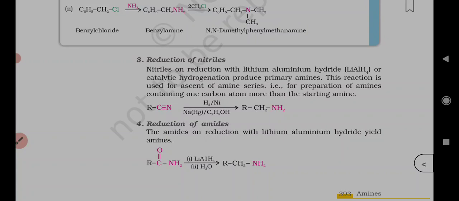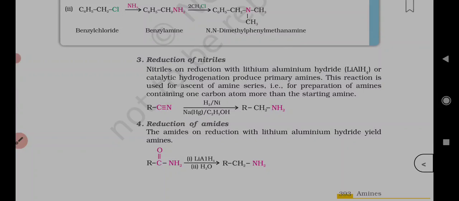Write chemical equations for the following conversions. CH3 CH2 Cl into CH3 CH2 CH2 NH2. So how can you do this? See, one more thing, in HBD reaction you are getting 1 carbon less, but in reduction of nitriles you are getting 1 carbon more than the nitrile. So these are opposite type. But in nitriles we are using catalytic hydrogenation or lithium aluminum hydride or sodium amalgam ethanol or sodium ethanol.